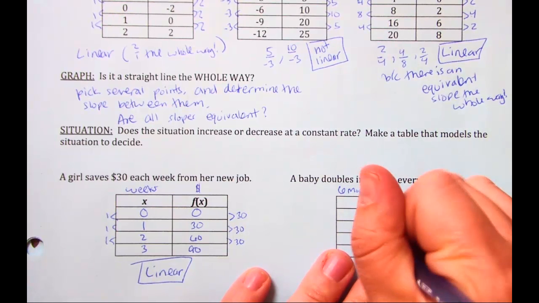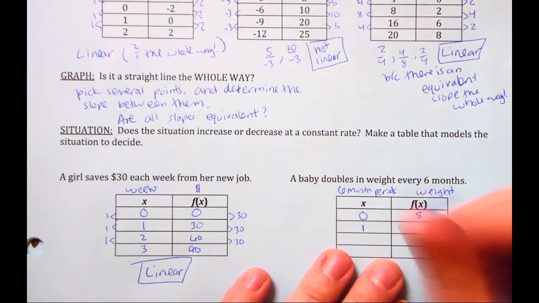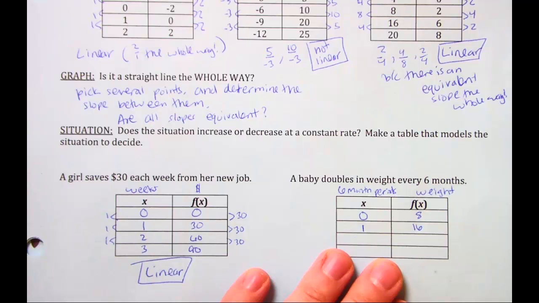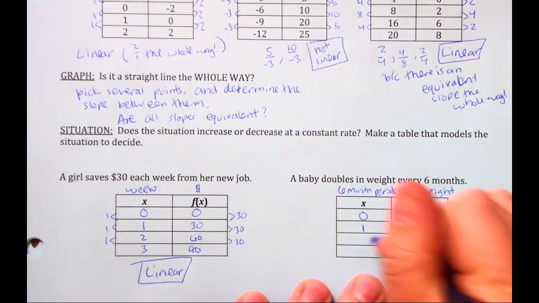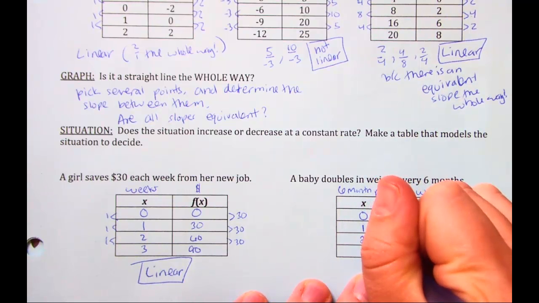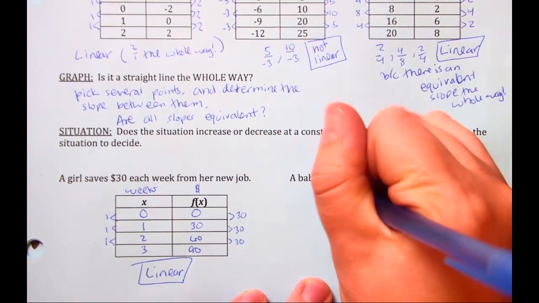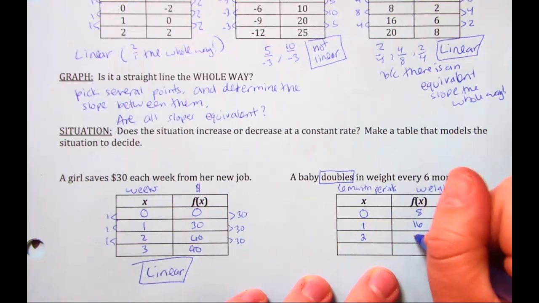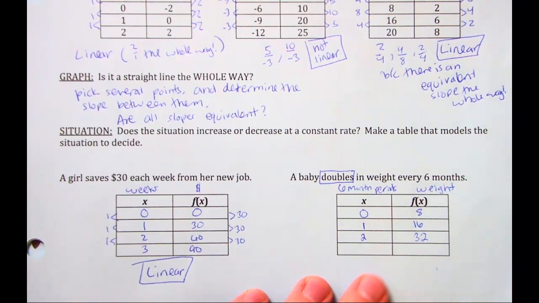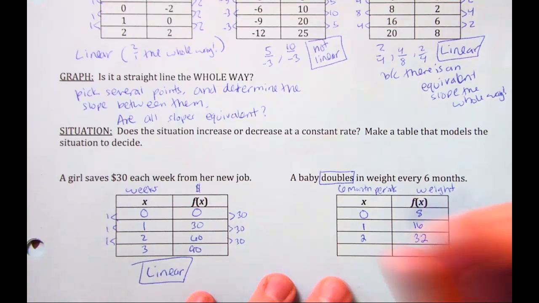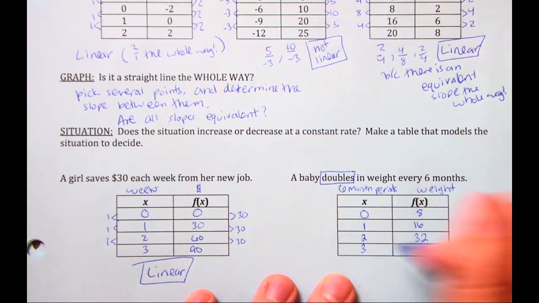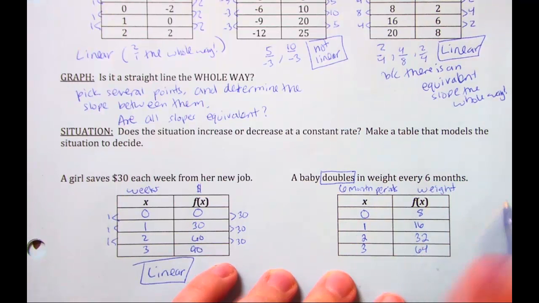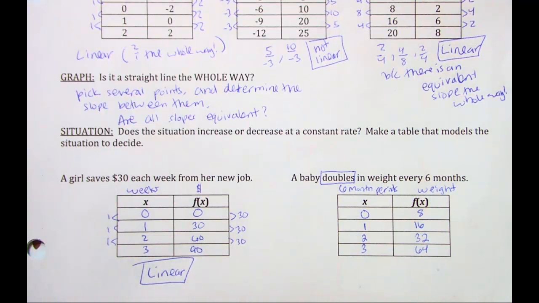And then after 1 6-month period, now that baby weighs 16 pounds. After 2 6-month periods, that's going to double again because it says it doubles every 6 months. So now 16 doubled is 32 pounds. And then after 3 6-month periods, now that baby is 64 pounds. It's a very big baby.